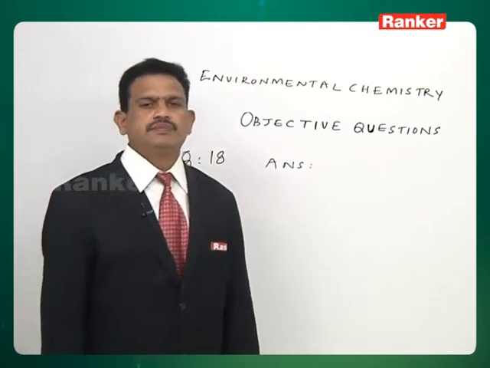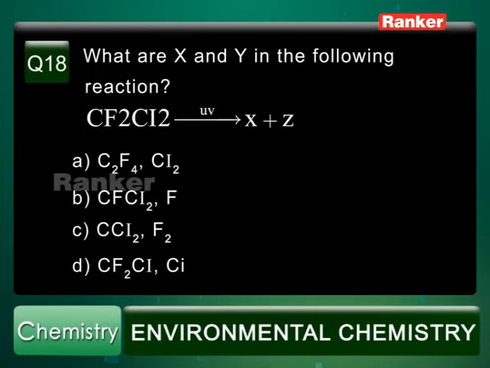Question number 18. What are X and Y in the following reaction? Question was like this: CF2Cl2 chlorofluorocarbon freon in the presence of ultraviolet radiation gets decomposed into X and Y. What are X and Y in the reaction? That was the question here. Options: A, tetrafluoroethene, that is C2F4 and Cl2, B, dichlorofluoromethane, that is CFCl2 and fluorine, option C, dichlorocarbene and fluorine, option D, chlorodifluoromethane and chlorine.